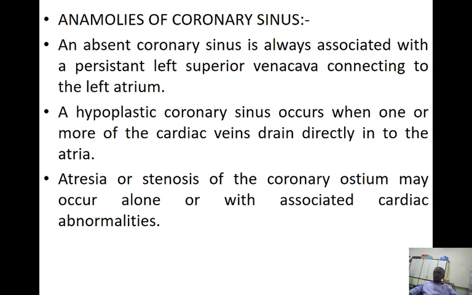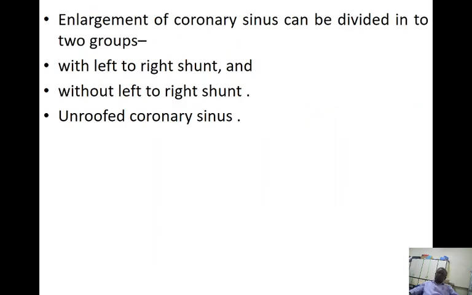Sometimes the atresia or stenosis of the coronary ostium, that is the opening into the right atrium between the opening of the inferior vena cava and the opening of the right atrioventricular valve. So in between these two, the coronary ostium which is present can sometimes become stenotic or atretic, and that is associated with other cardiac abnormalities also. Enlargement of the coronary sinus can be divided into two groups, with left to right shunt and without left to right shunt. So sometimes the coronary sinus can be enlarged because of the left to right shunt, or without this shunt also it can be enlarged.